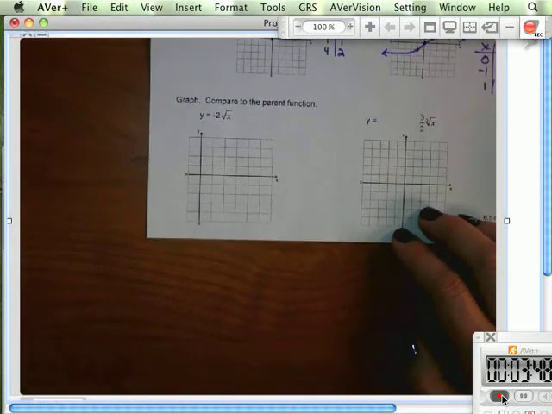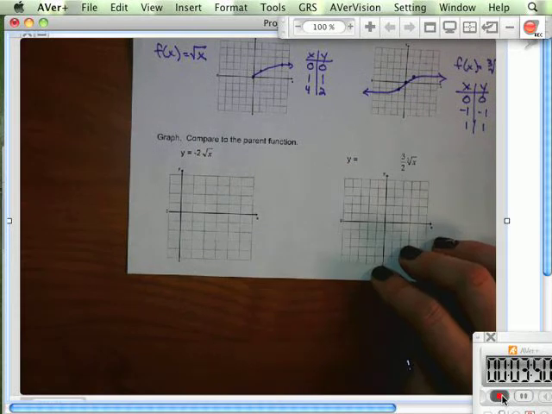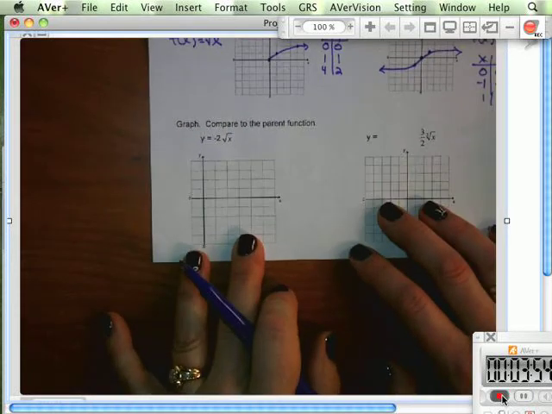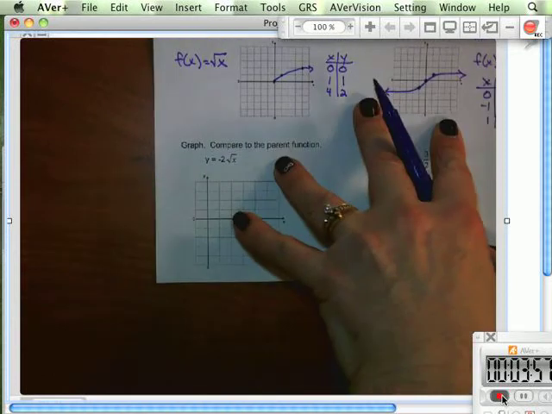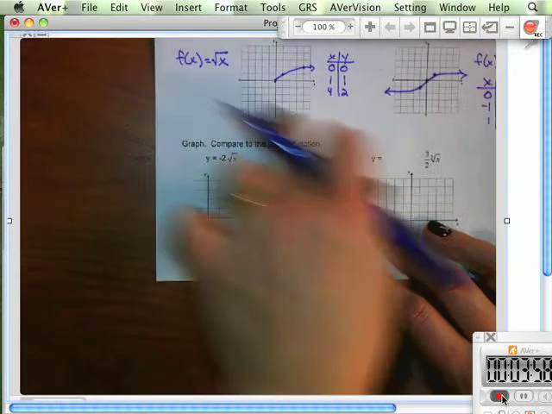So he called this a snake. I don't know what your other teacher called it, I always call it a snake. Okay? All right. So these are the parent functions you're going to be shifting around.